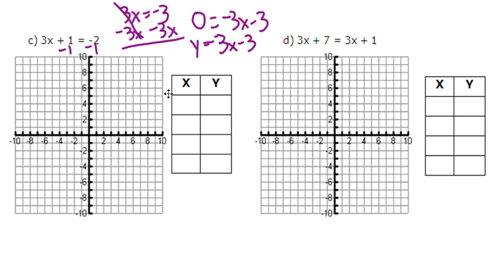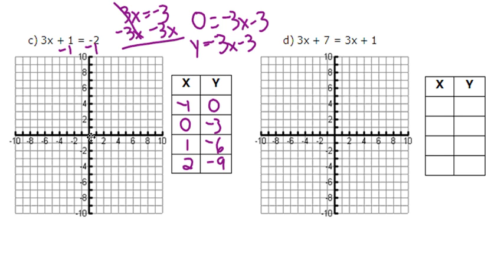So now I'm going to pick values of x. I'm going to use -1, 0, 1, and 2. So -1, if I plug this in, -3 times -1 is 3. 3 minus 3 is 0. -3 times 0 is 0. 0 minus 3 is -3. -3 times 1 is -3. -3 minus 3 is -6. -3 times 2 is -6. -6 minus 3 is -9.